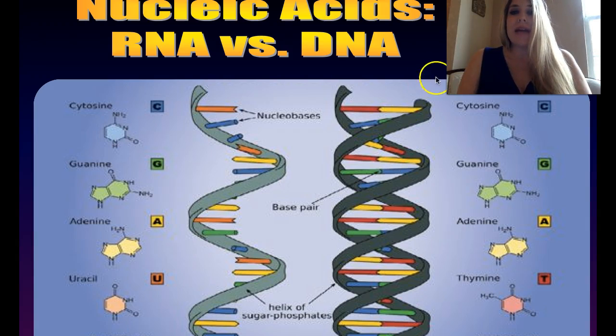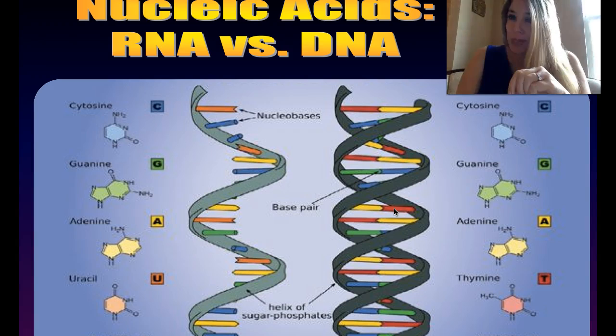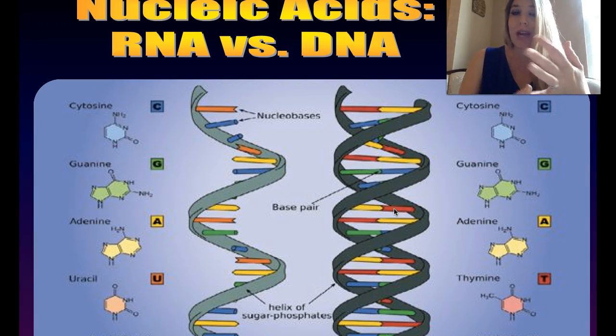Now, the sides of the ladder are made up of alternating phosphates and those pentose sugars. In the case of DNA, it's called deoxyribonucleic acid because it uses the sugar deoxyribose. So remember, anything ending with OSE is a sugar. So we have phosphate connected to deoxyribose, connected to our base pairs.